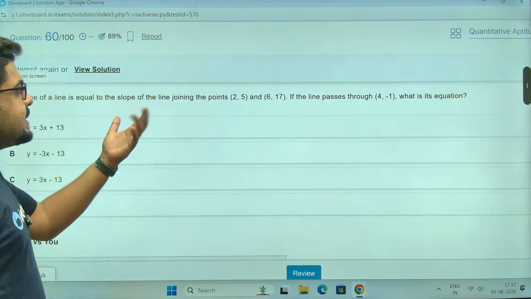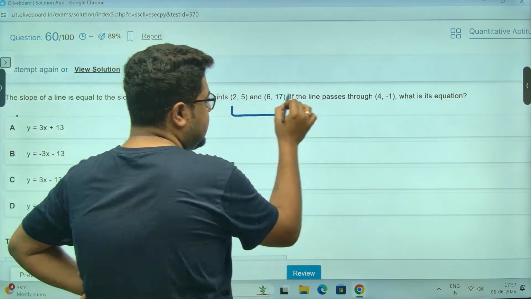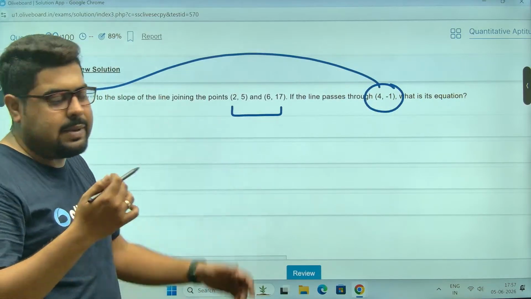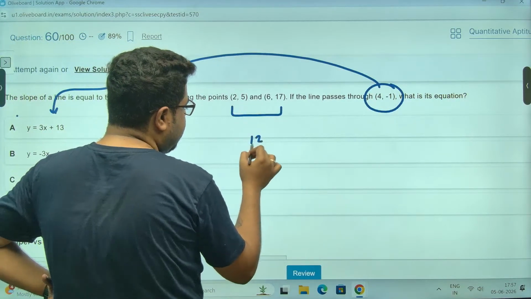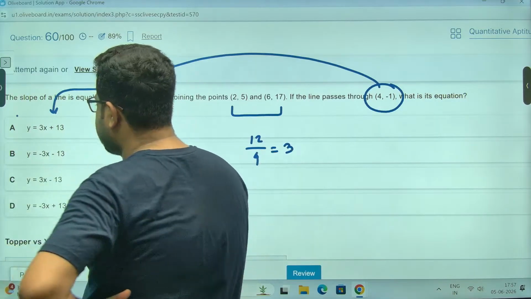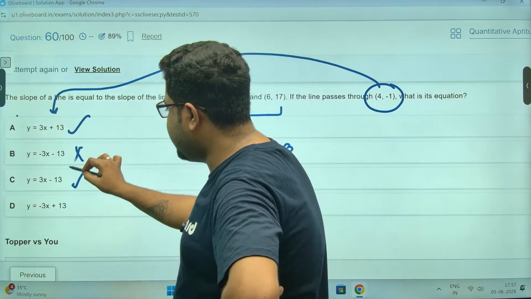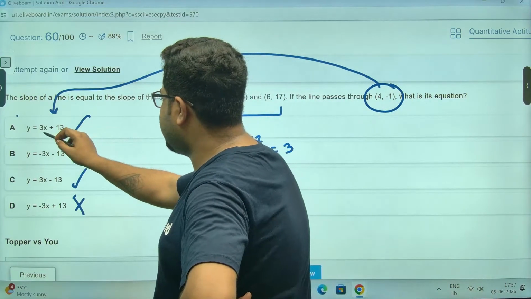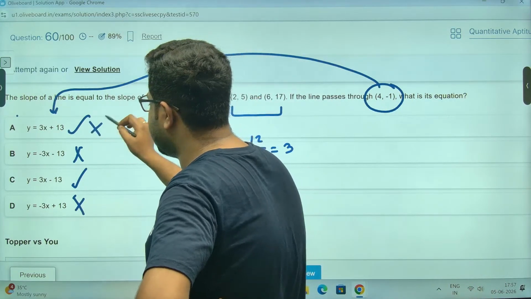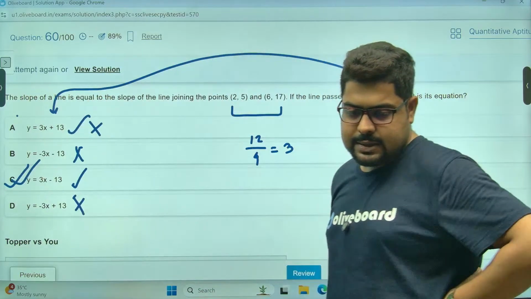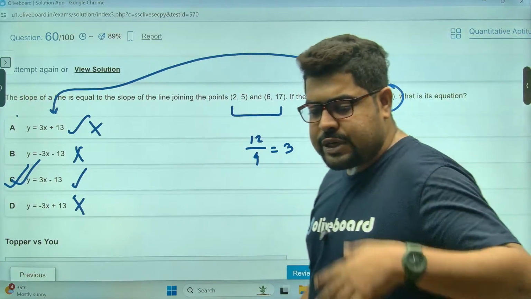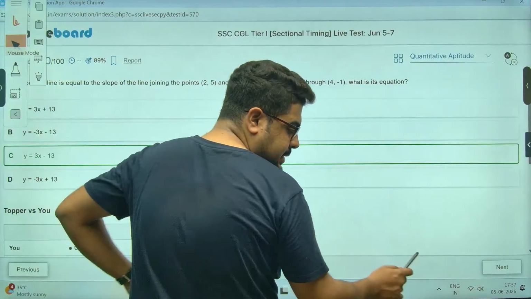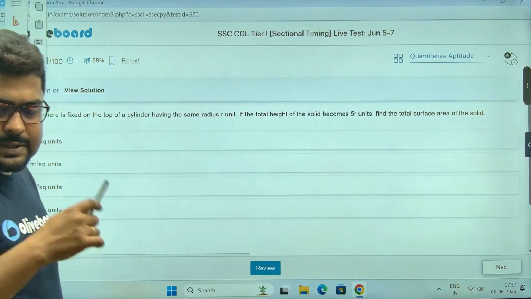Sir, the slope of a line is this. Slope you will get from here. The line passes through this. You can check it with options as well. 17 minus 5, 12 by 4. Slope is 3, sir. So my possible answers are A or C, not B or D. Now check the values. Just put the values, sir. 4 into 3, 12 plus 13, 25, not minus 1. This is not the answer. Option C must be your correct answer. You see how I'm using options to my advantage to get the answers. If you get stuck, please ask me a second time.